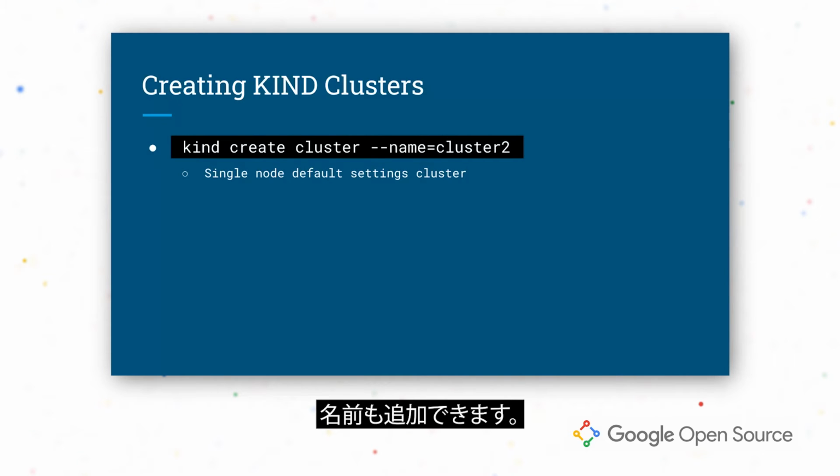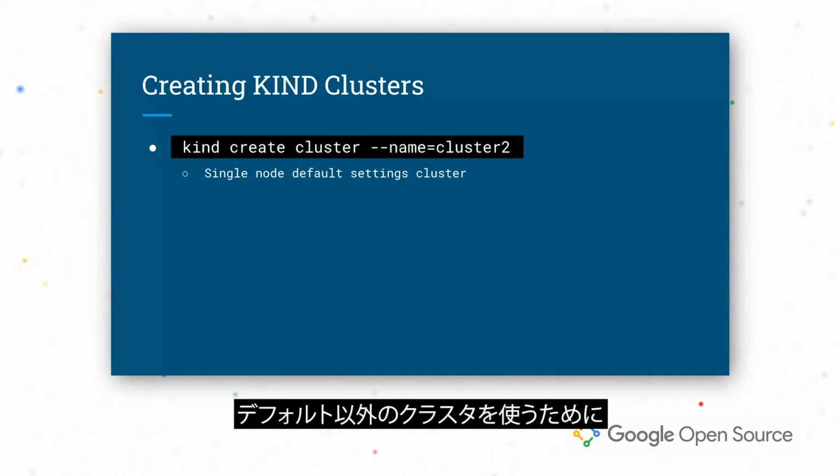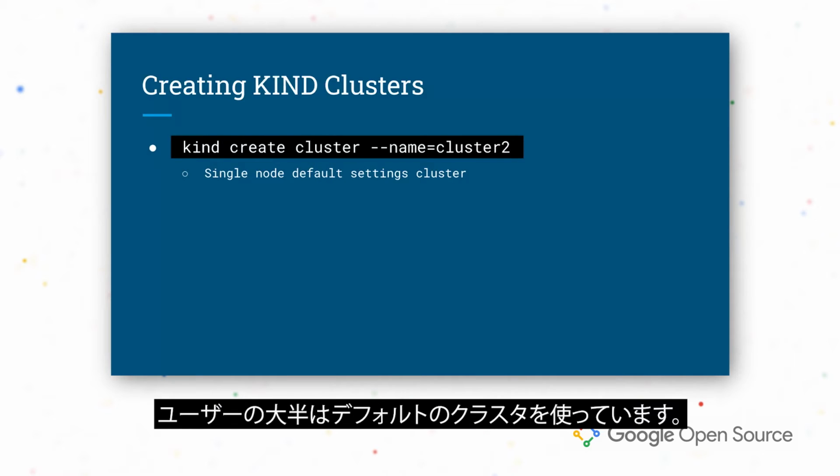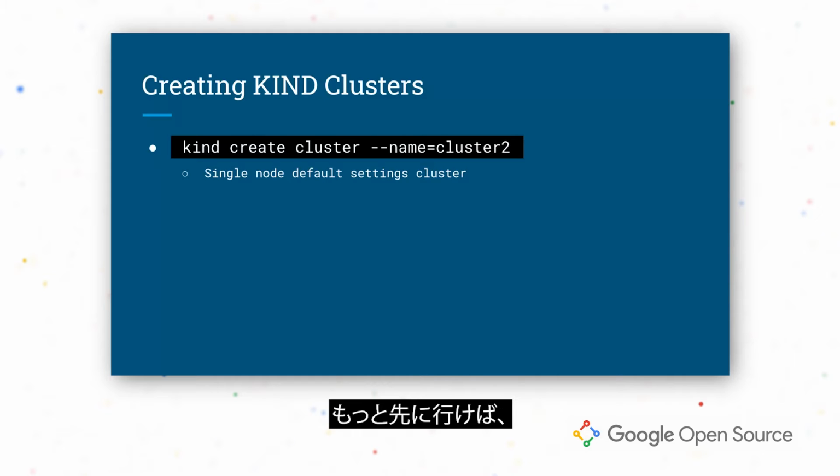You can add a name, and instead of naming it kind, you can call it something else. Here we're calling it cluster 2. Doing this allows you to create as many clusters as your machine can handle before you start running out of resources. It varies quite a bit depending on workloads and things. So we don't have any hard rules for this, but if you give them different names, you can create as many as you want, and then just use that name flag with the other commands to let it know that you're not using the default cluster. I find most of our users just use the default cluster, but once you start to get more advanced, you might want to do multi-cluster testing or have different clusters for different things you're doing. So pretty handy option.